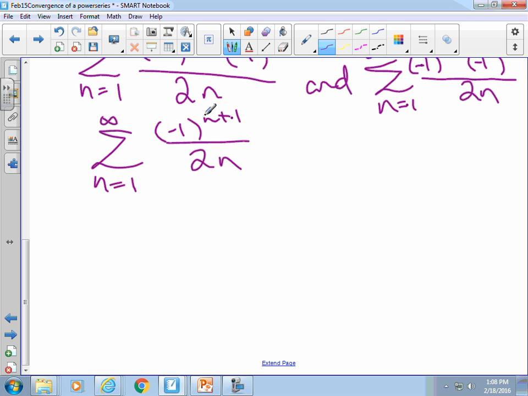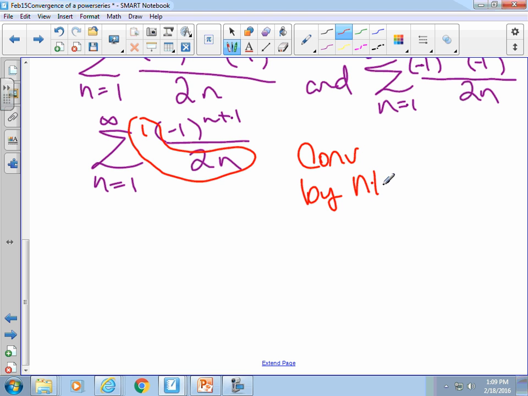If the negative 1 weren't there, this would be a good candidate for the comparison with 1 over n, and it would diverge. However, the negative 1 is there, so what test should I use to check this? Alternating series. Is it alternating? Yes. 1 over 2n, is that decreasing? Is the limit as n approaches infinity 0? So this converges by the alternating series test.